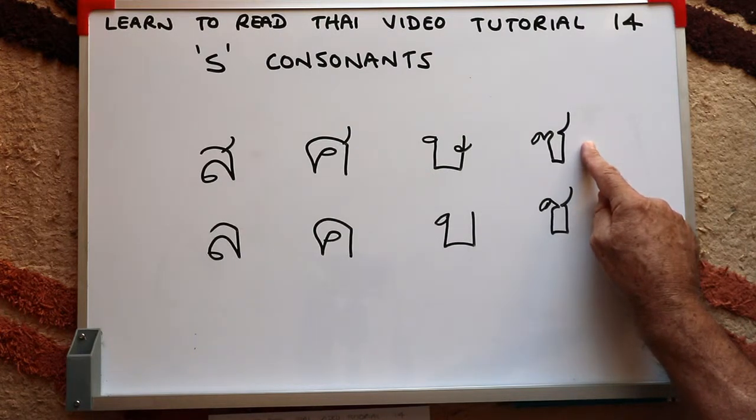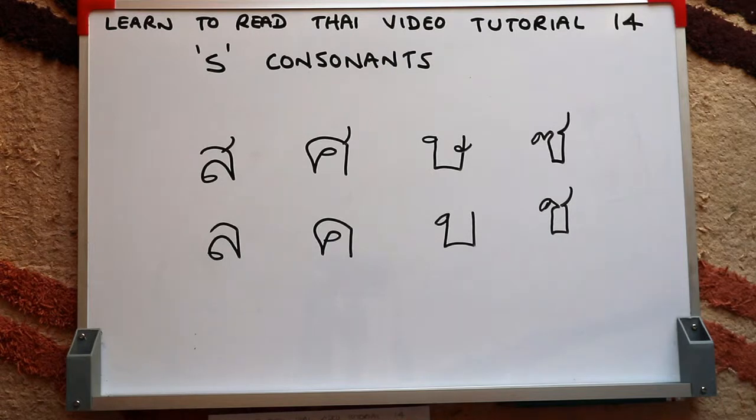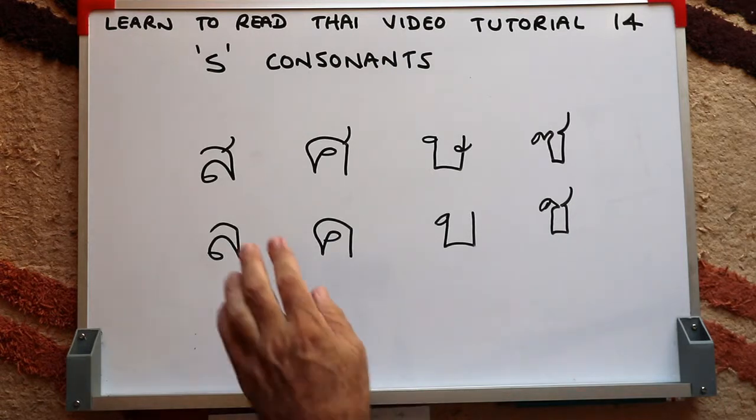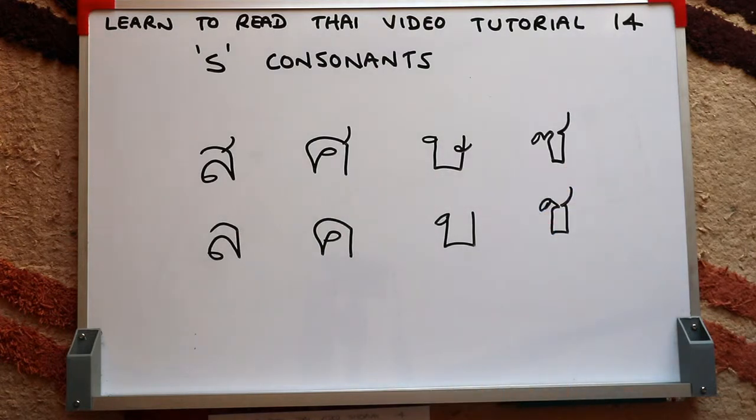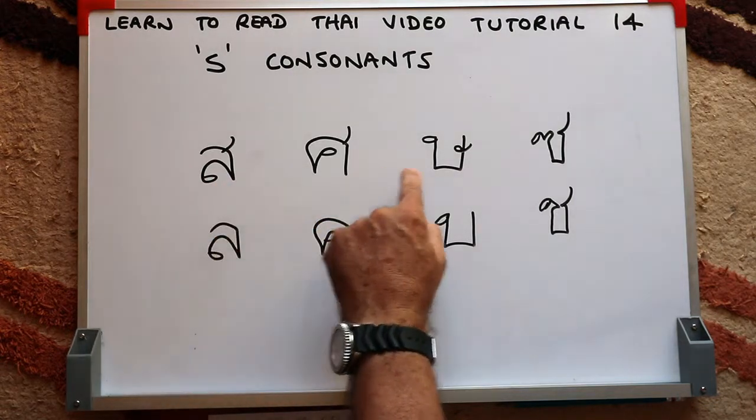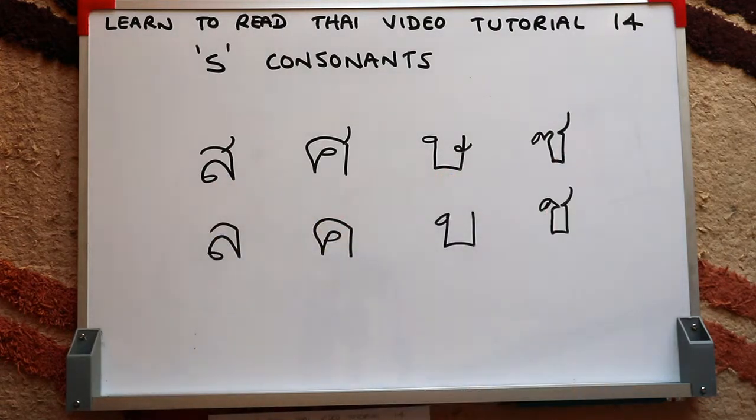And that means chain. So just to summarise, these are the four S consonants. They make an S sound as an initial consonant. They make a T sound as a final consonant. These three are high class, and this one is low class.